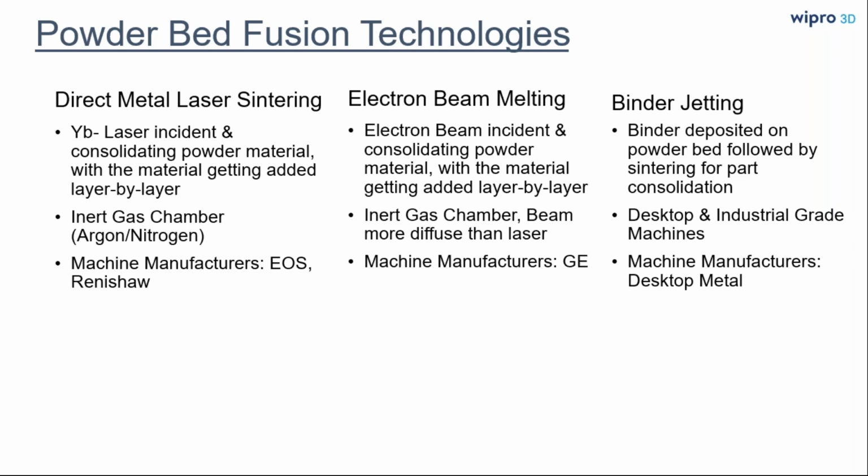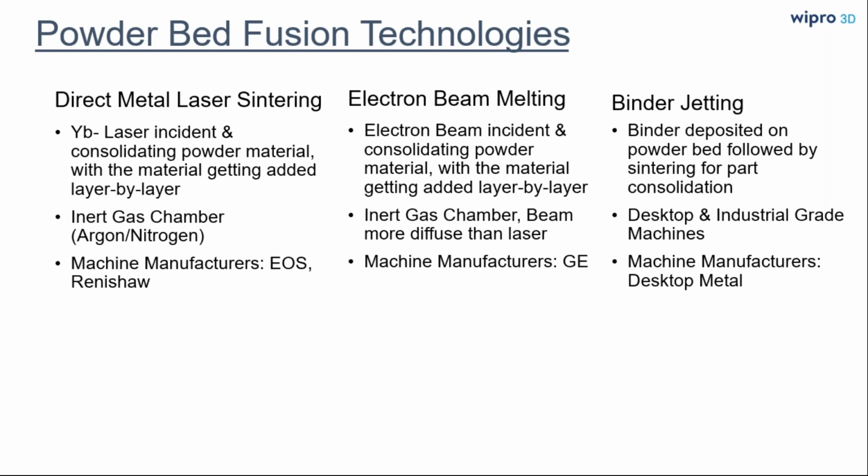Electron beam melting, again, is very much similar to direct metal laser sintering, but instead of a laser, you're using an electron beam to serve the same function. As opposed to inert gas, you're working with a vacuum chamber in electron beam melting.